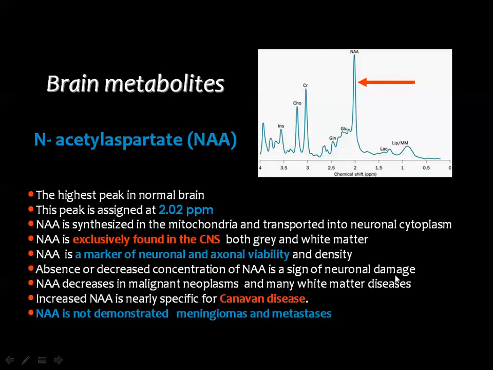And you can consider a decrease of NAA in every pathology in the brain tissue except for Canavan disease. And this is the only disease where the peak of N-acetyl aspartate is very much increased. And also, if you are dealing with a lesion that is not of neuronal origin, like the meningioma and the metastasis coming from outside the CNS, then you expect that you will not see the NAA peak.